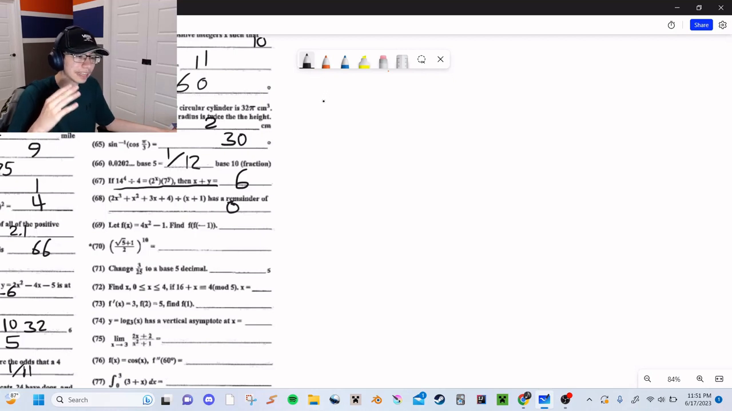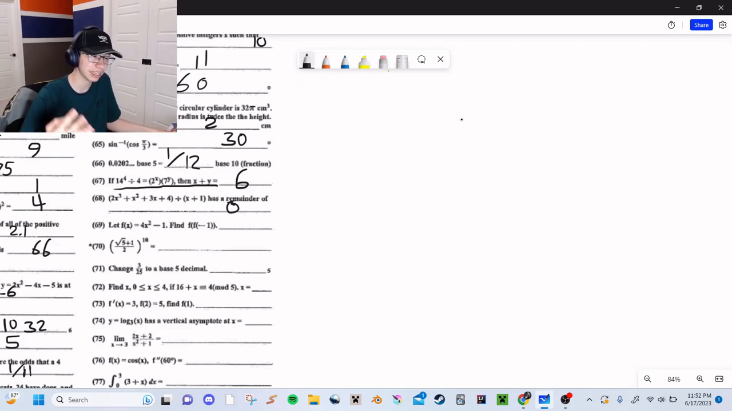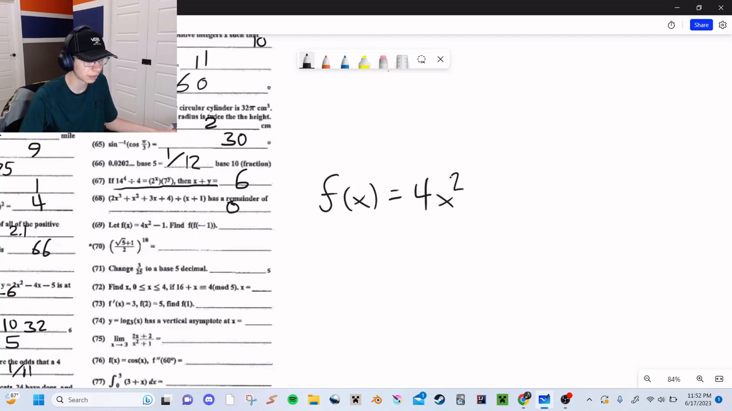Okay, so now you know how to find the remainder when you're dividing two polynomials. Okay, so number 69. This one's pretty easy. We just have this expression for f of x, and I want to find f of -1. So I'm just going to plug in what I get when I... Okay, well first, let's break it down. Let's do f of -1.